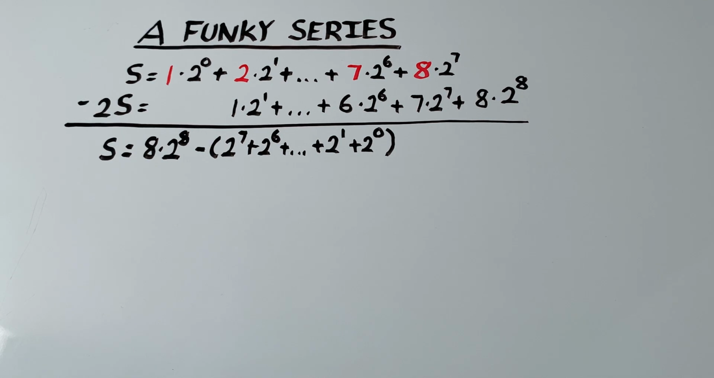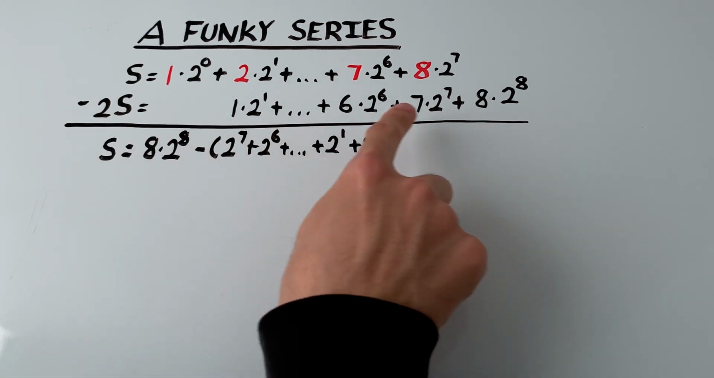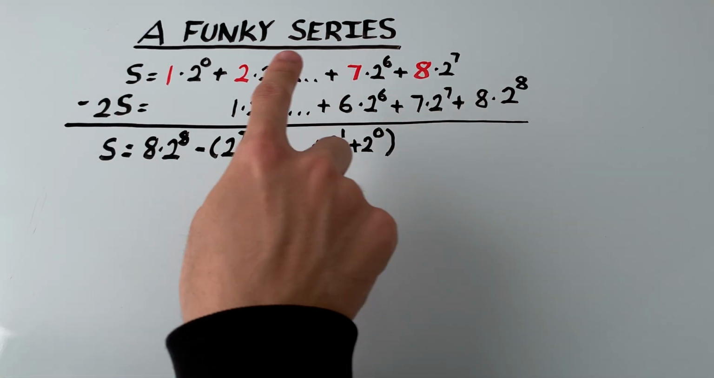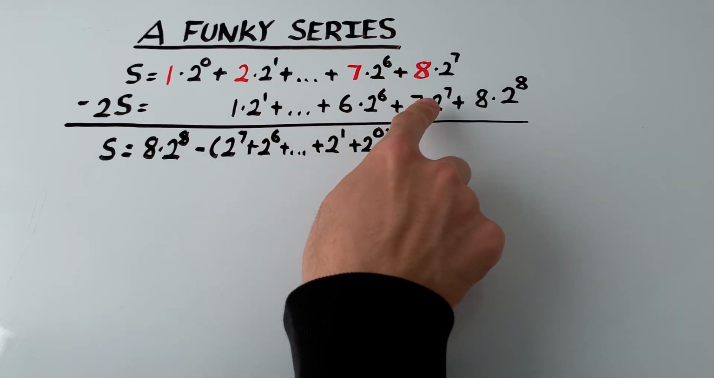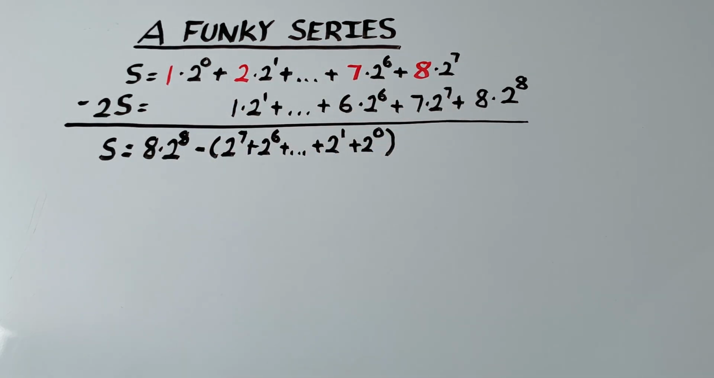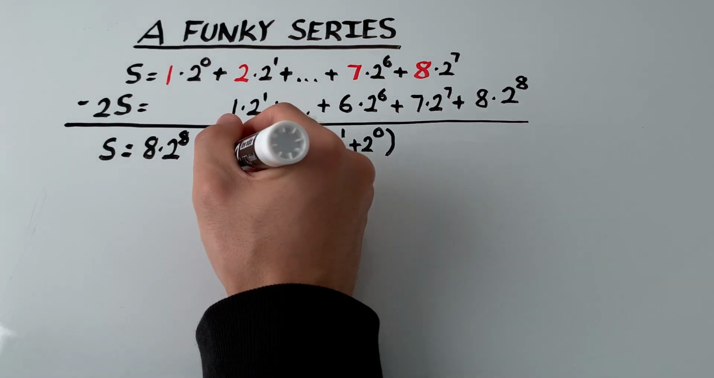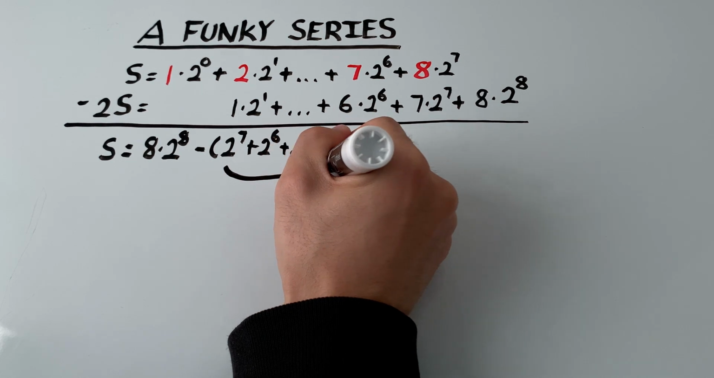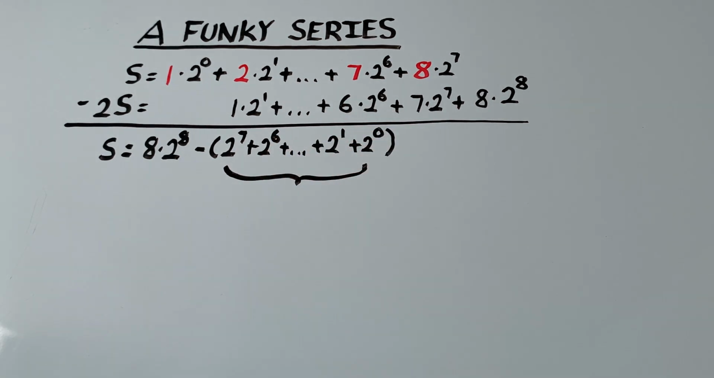So that's another advantage of writing these series out like this and lining our powers of 2 up with each other, because when we take the difference between these two series, it just makes things a little easier to see. Now, the good news for us is that this portion over here is just a geometric series, which we already know how to solve.